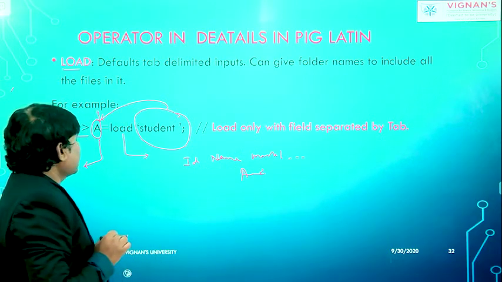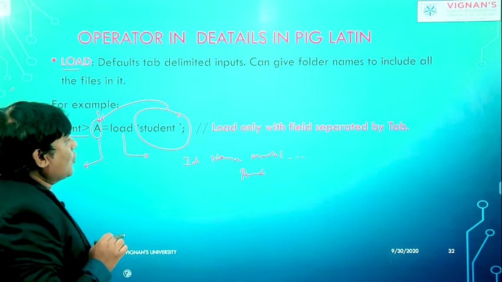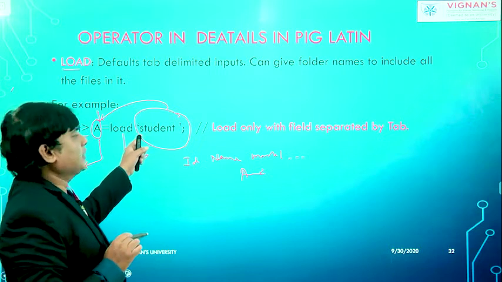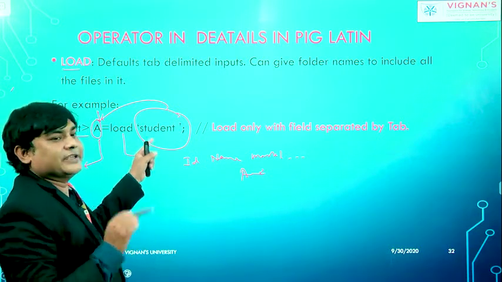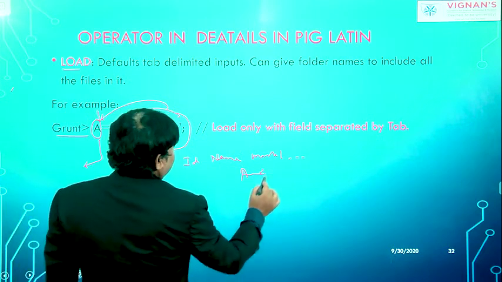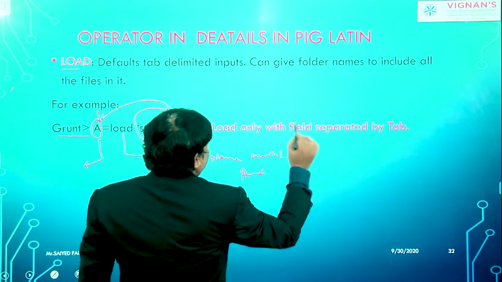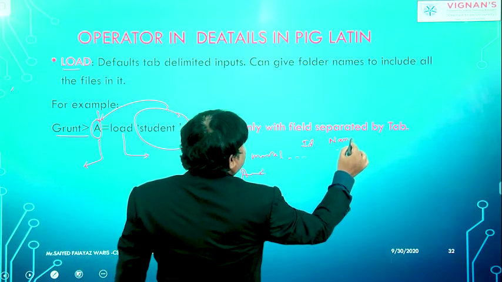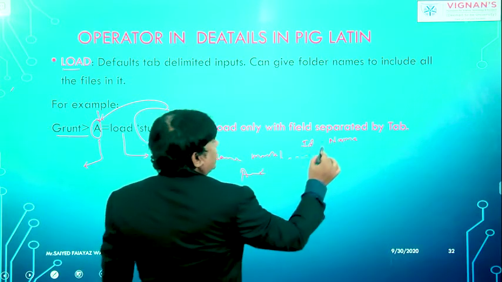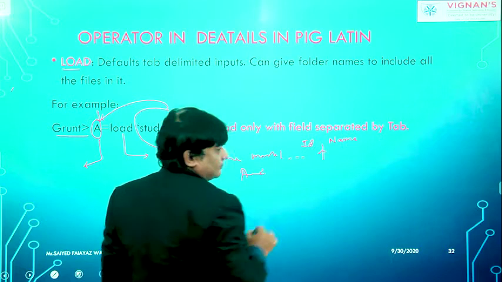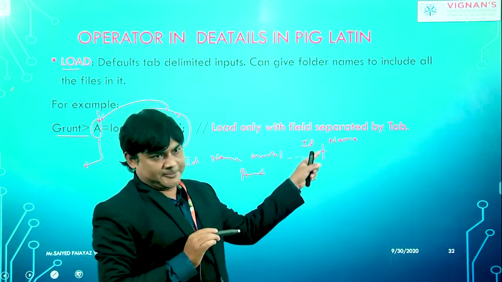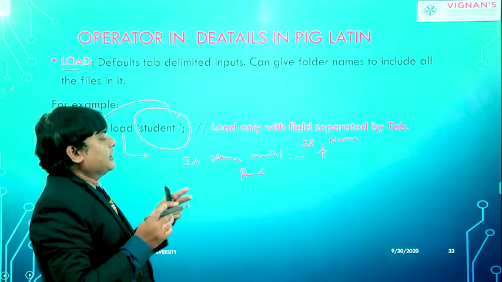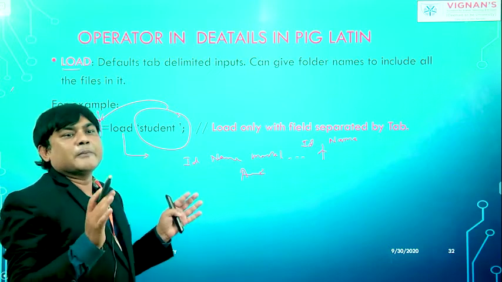Now what I am going to do is load with fields separated by tab. By default this data will have fields separated by tab only. Suppose I have ID, this is one field. Now suppose we have another field called name. This field is separated by tab; you are giving some tab space by default. So if you are writing this load operator, the default separator between the fields must be the tab.